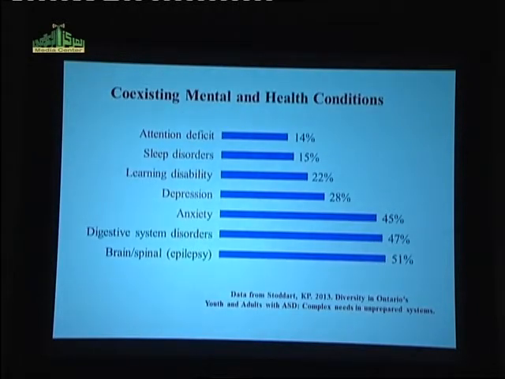I think what's really quite important, and probably most people are not aware of, is that there are many additional coexisting mental and health conditions associated with autism. And these encompass attention deficit, ADHD, we heard in the last talk, anxiety in roughly 14% of cases, sleep disorders, 15% of cases, learning disability or intellectual disability in roughly 25% of cases, depression, anxiety, and then other health conditions, digestive system disorders, brain and spinal disorders, and in particular epilepsy.